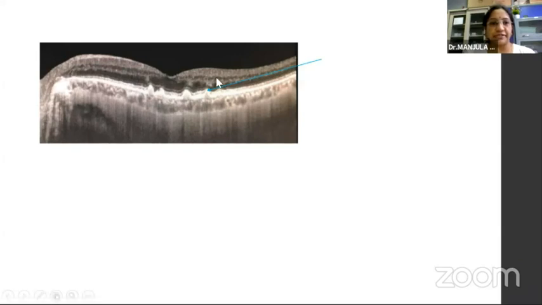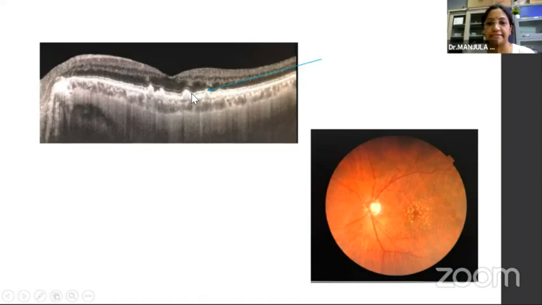In this picture, the normal foveal contour is there, the retinal layers are normal. However, you see some hyperreflectivity in the RPE. These deposits, if you see clinically, they represent drusen. The placing of drusen, either they can be subretinal or sub-RPE, depending on the location above or below the basement membrane.